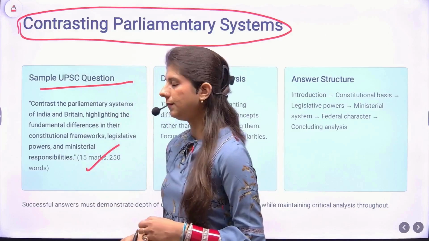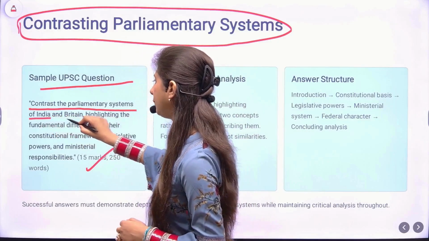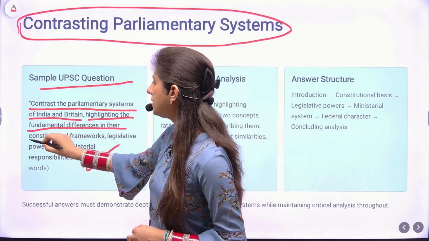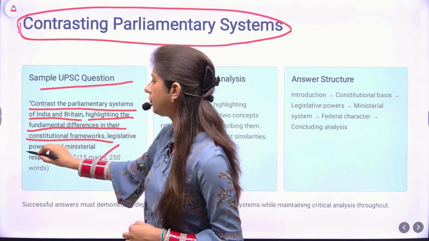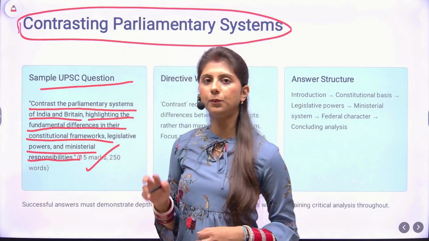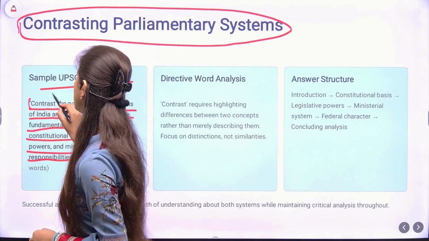So let's come to the question. Contrast the parliamentary systems of India and Britain, highlighting the fundamental differences in their constitutional framework, legislative powers, and ministerial responsibilities. Now there are two key points to be noted. First, the directive word, which is contrast.